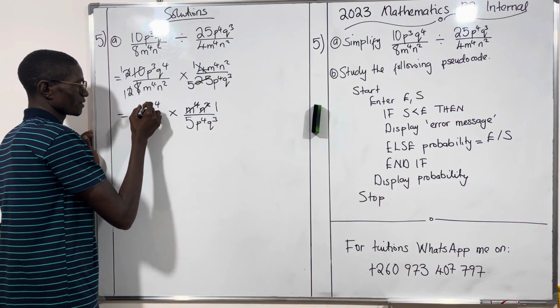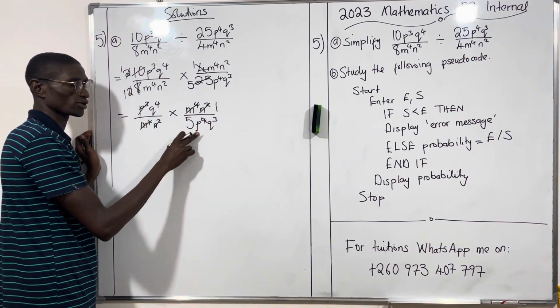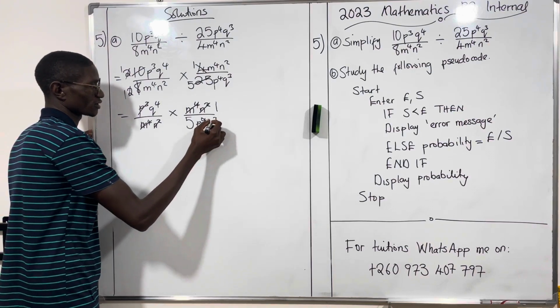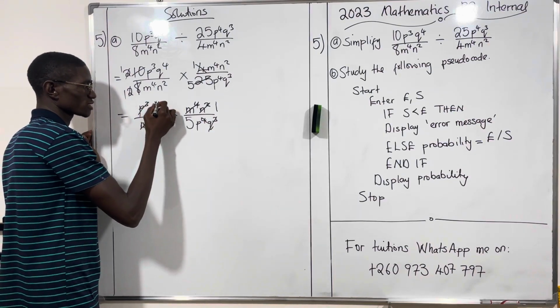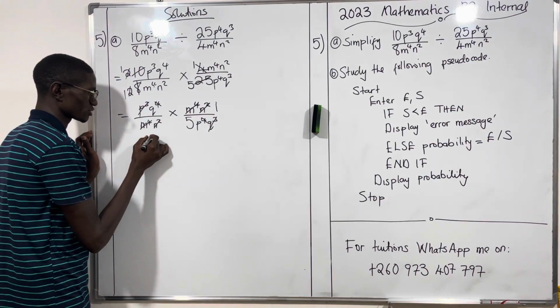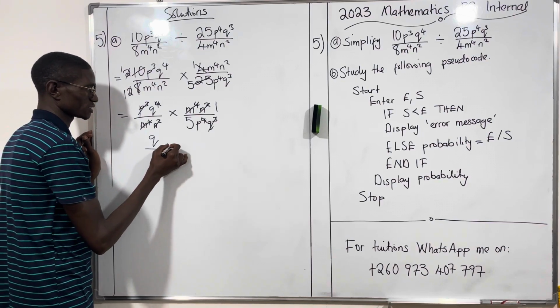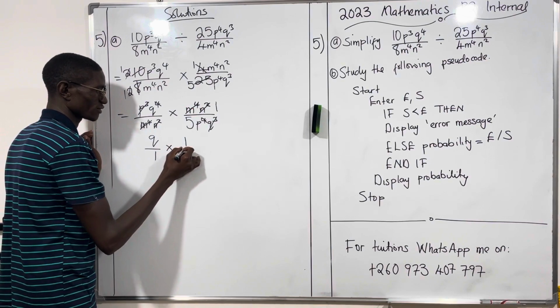And then 3p's cancel. 3p's from there, remaining with 1p. Okay? 3q's cancel. 3q's from there, remaining with 1q there. So up here, I'll just remain with q. Down here, everything has been cancelled, so we are remaining with a 1. Times, everything has been cancelled there, so we have a 1 there.